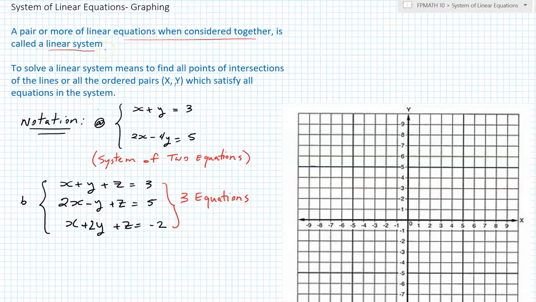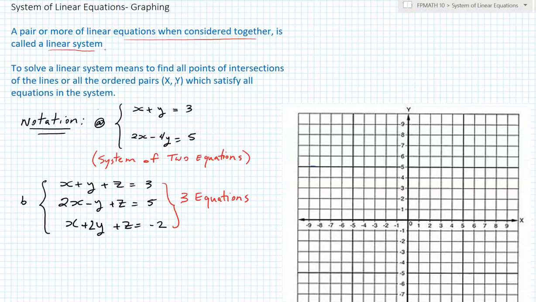Now you could have a system that is not linear. That could be that one equation is a line, and the other one is not linear, it is a quadratic or a cubic or a different function, which you will learn later on at different levels. Those systems are called non-linear systems, but we don't deal with that in this section.